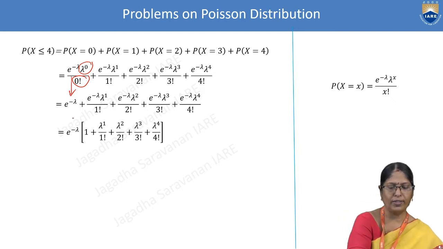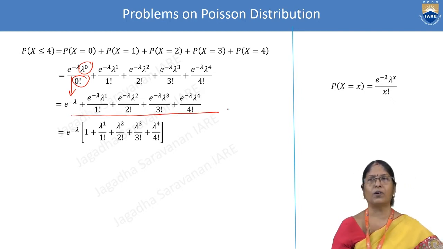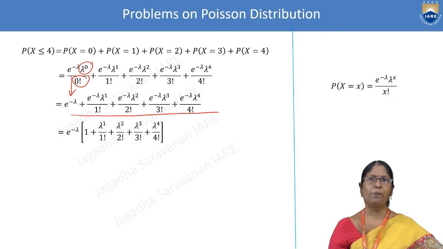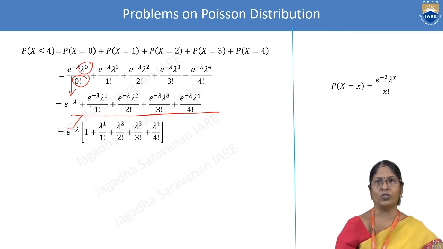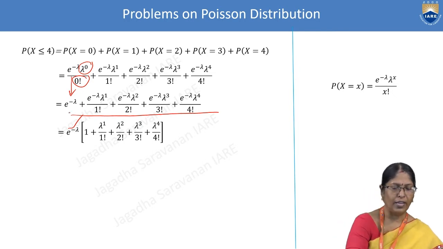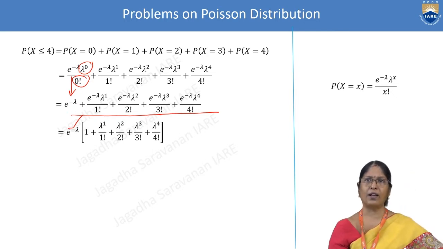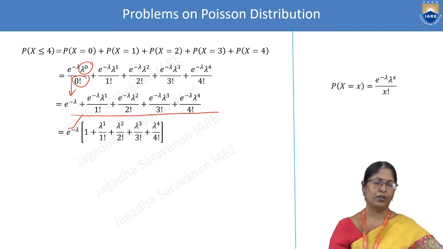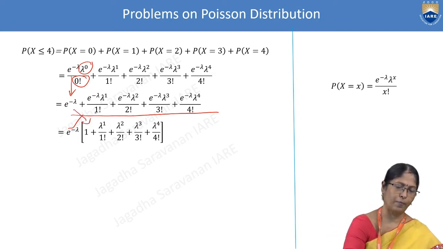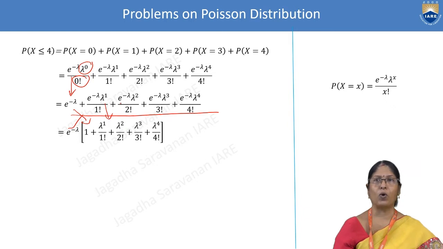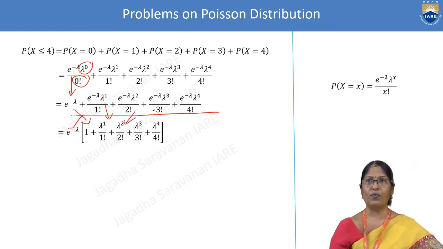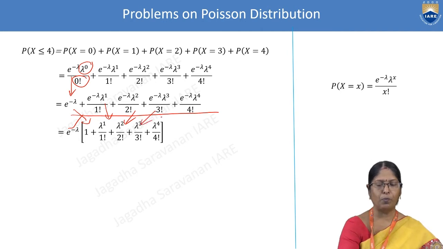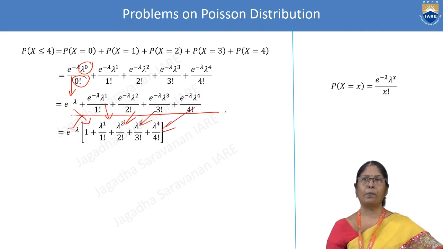Now we notice that in all the terms e power minus lambda is there, so better we take it outside. Here e power minus lambda has come completely out. The balance is 1, then lambda power 1 by 1 factorial, lambda square by 2 factorial, lambda cube by 3 factorial, and lambda power 4 by 4 factorial.